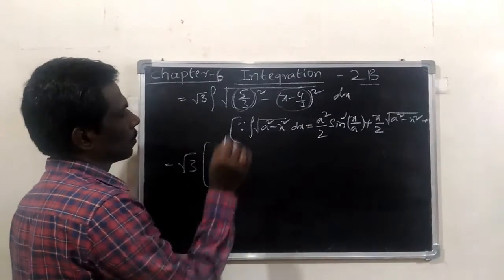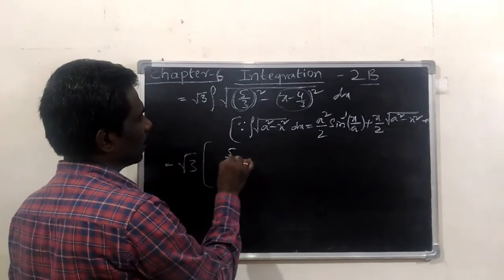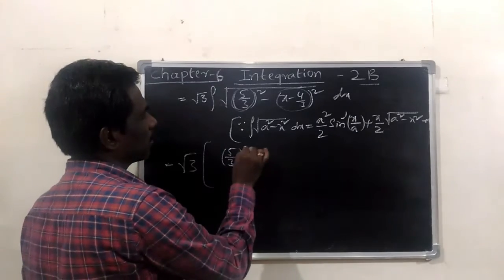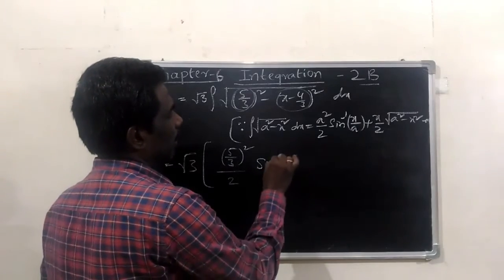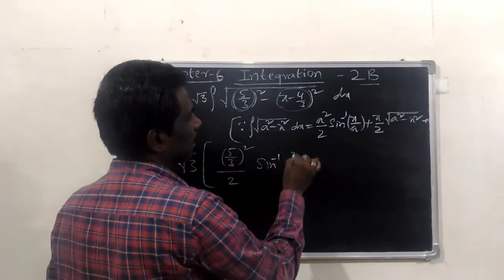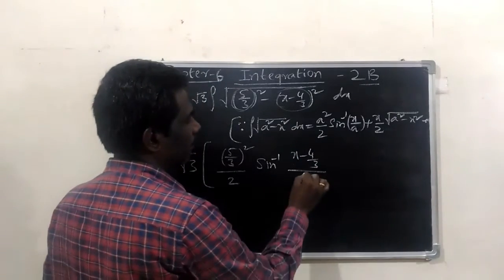So into a square by 2. A square is what? 5 by 3. A square by 2. Sine inverse x by a. X is x minus 4 by 3 by a. A is 5 by 3.